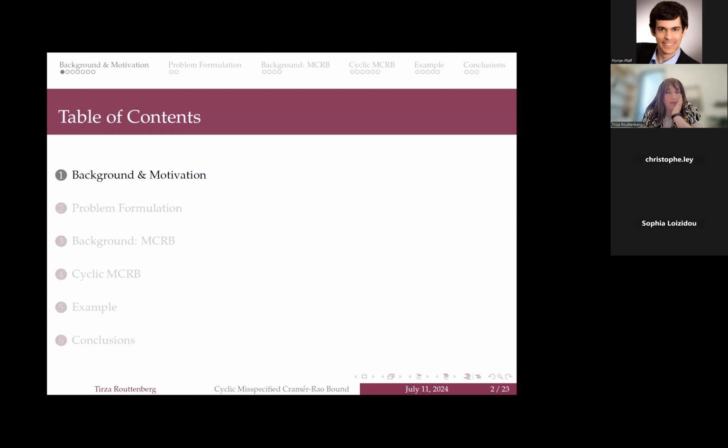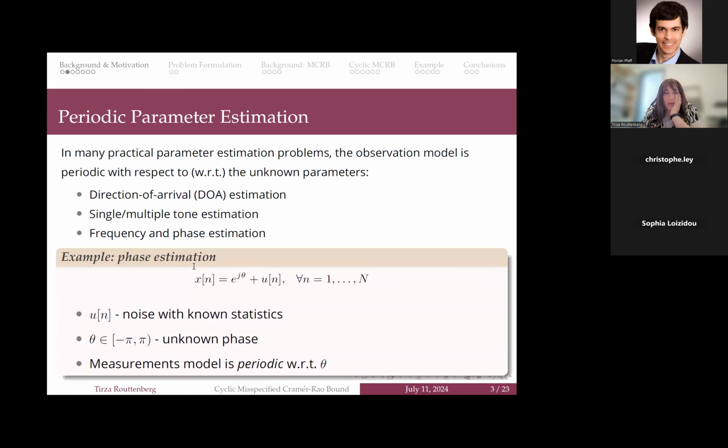And the outline of this talk is as follows. I will start with some background and motivation, then the problem formulation. I will present the misspecified Cramér-Rao bound, which is not a directional bound. And then I will present in the next part our work on the cyclic misspecified Cramér-Rao bound. This is our contribution here, an example and a conclusion.